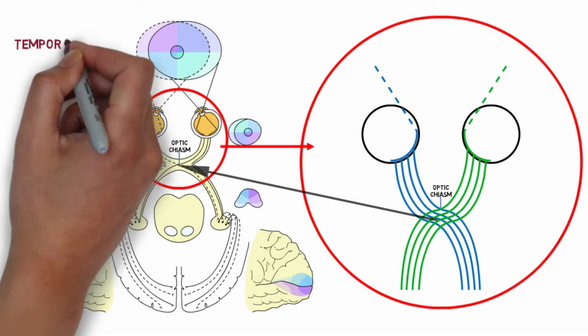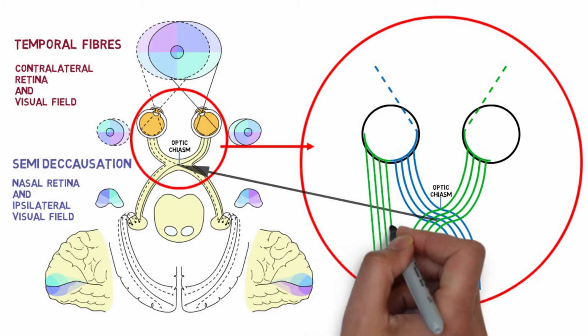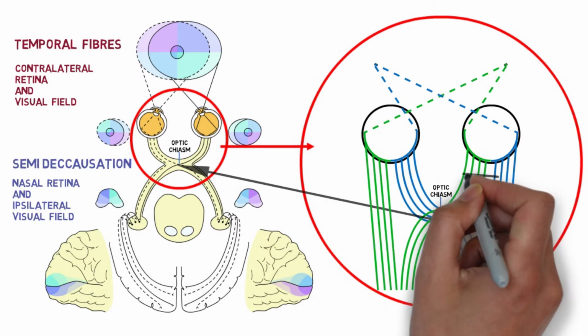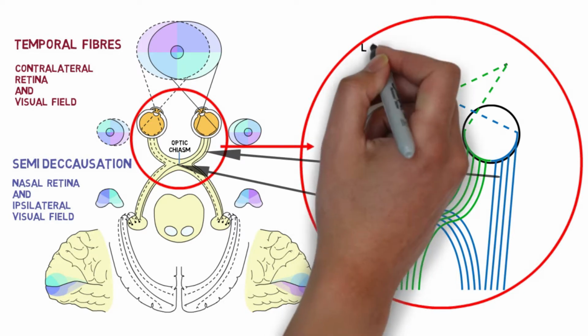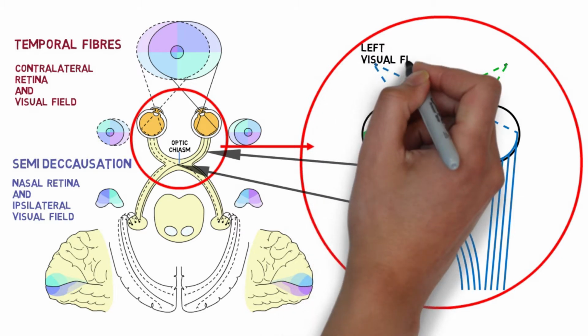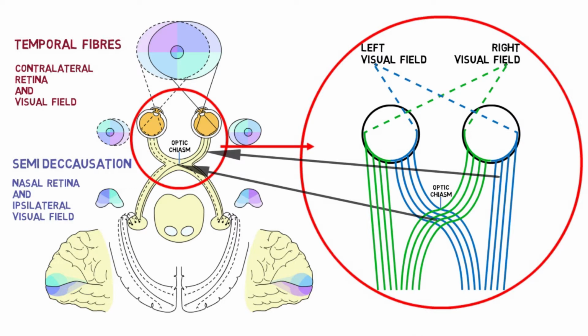Temporal fibres, those carrying information from the contralateral visual field, do not cross over, but remain on the same side. This semi-decussation ensures that afterwards, visual information received by the 2 hemispheres in the brain is from the contralateral or opposite visual field, but most importantly, the same contralateral view from both left and right eyes.